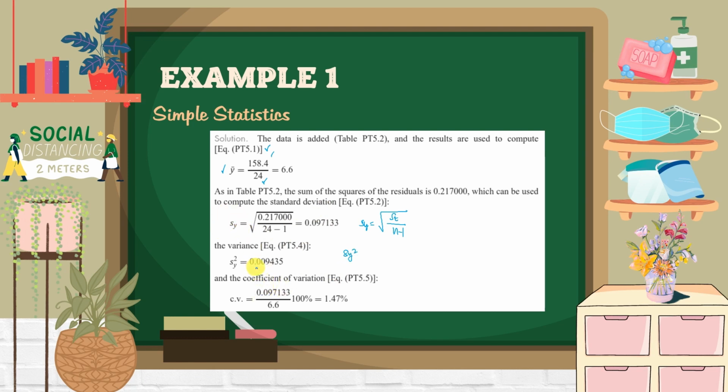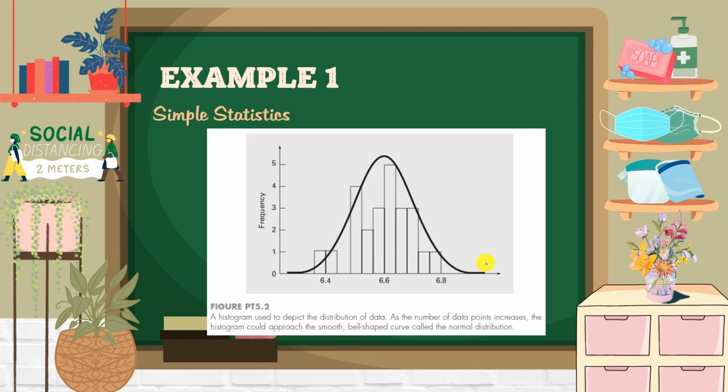So we will have here 0.009435. And the coefficient of variation in percent is S sub y, the standard deviation, over the arithmetic mean, multiplied by 100%, which will have a value of 1.47%. Figure PT 5.2 is a histogram used to depict the distribution of data. As the number of data points increases, the histogram could approach the smooth bell-shaped curve called the normal distribution.